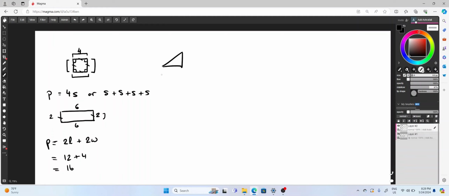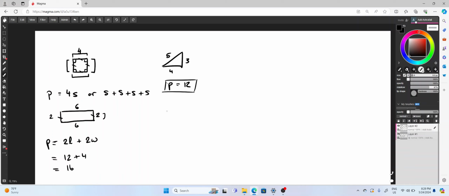Again, to get the perimeter of a triangle, very simple. You just need to add up all the lengths of the different sides. So let's say you have 5 over here, 4 over here, and 3 over here. The way you get the perimeter is just adding up all the different side lengths, which is very simple. 3 plus 4 is 7, and 7 plus 5 is 12. So that's the perimeter for this triangle up there.